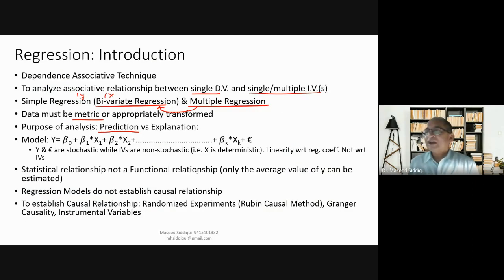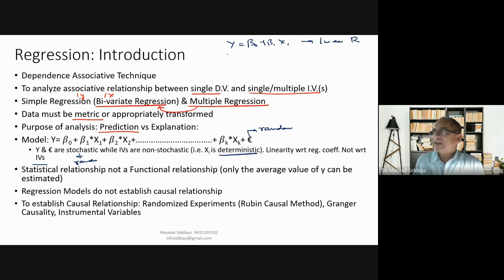So here, epsilon is stochastic, means random, right? While the independent variables are non-stochastic, they are deterministic, they are known, right? So y in itself is also random. And one more very important thing: this linearity is with respect to the regression coefficients, not with respect to the independent variable. What does this mean? If we write these two equations, then obviously there is no doubt this is a linear regression.